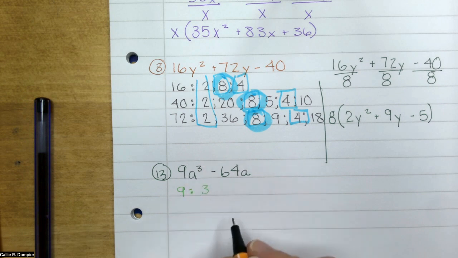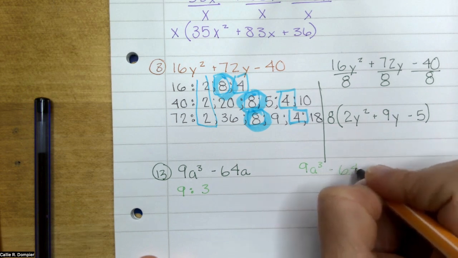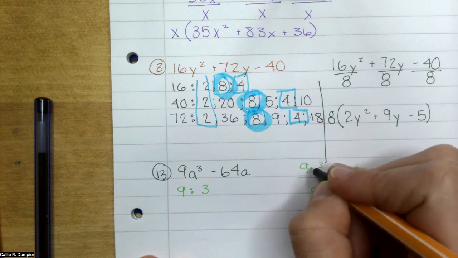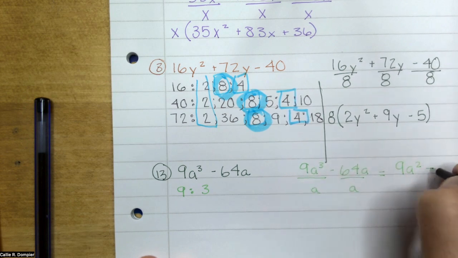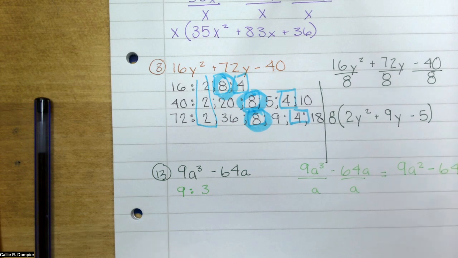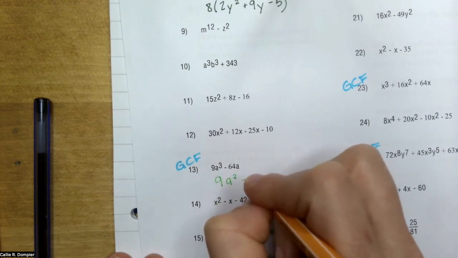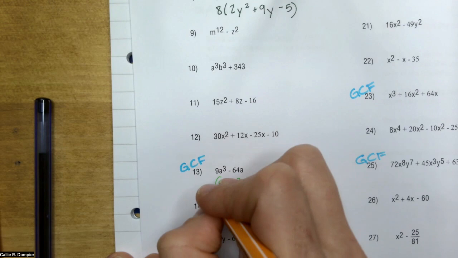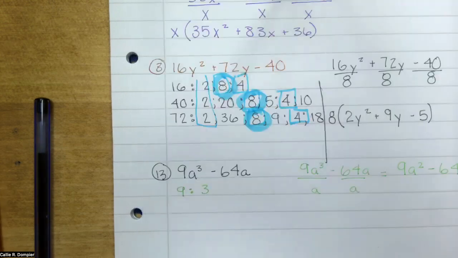So we're just going to factor out the a. So that will be 9a to the third minus 64a, both of them divided by a. 9a to the third divided by a is 9a squared, and negative 64a divided by a means negative 64. And what do I have to do to that a that I took out? I put it in front. Good.